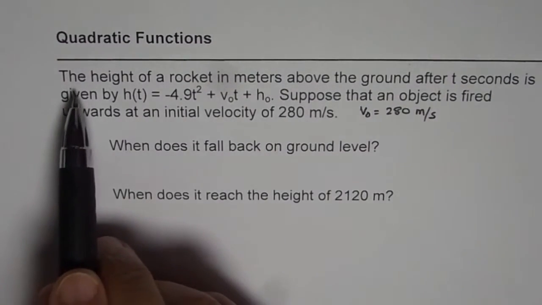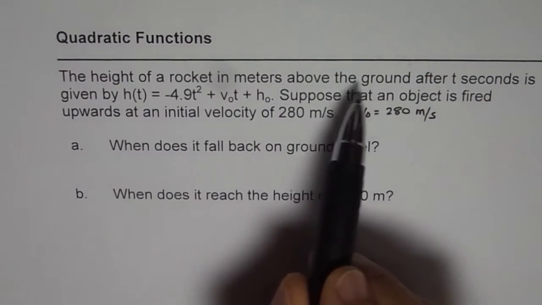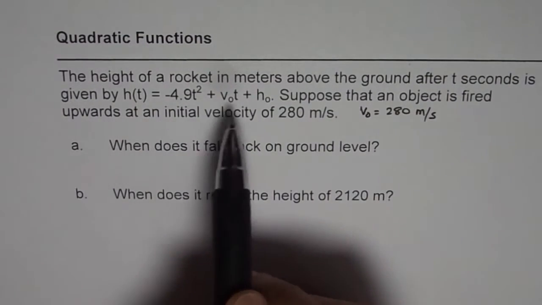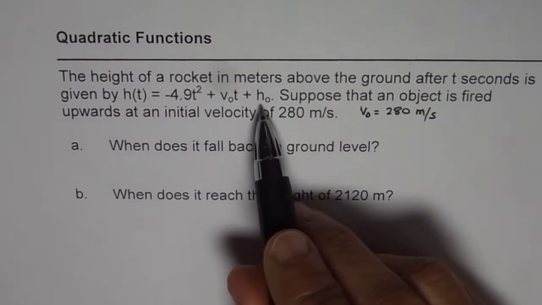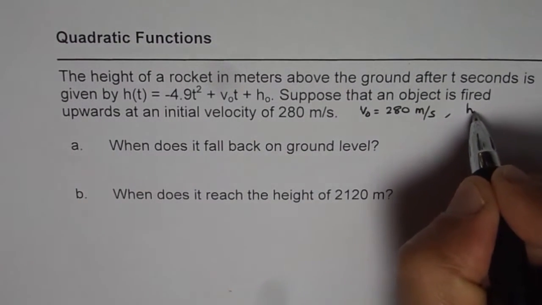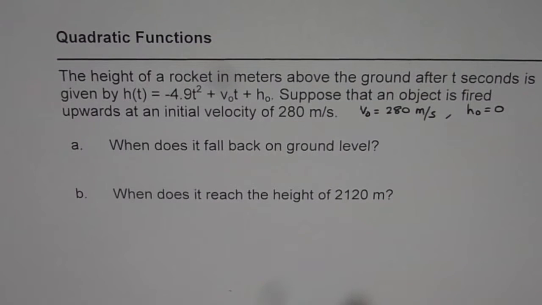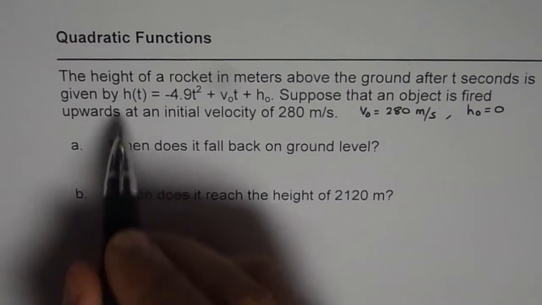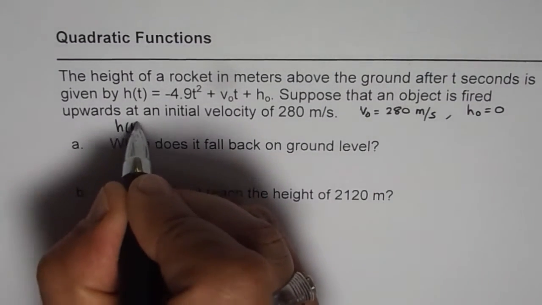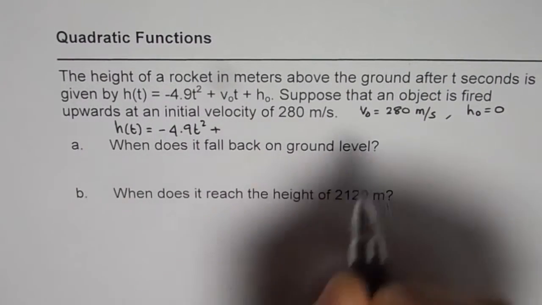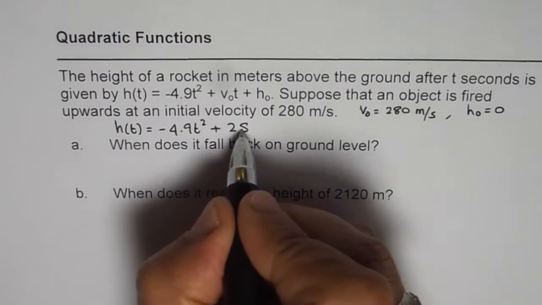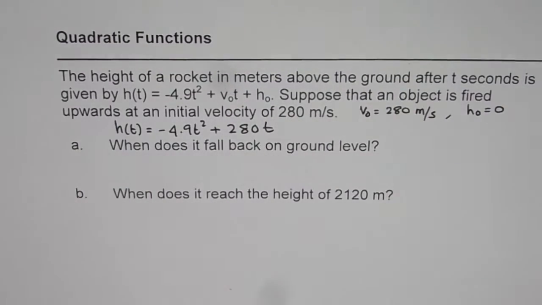The first statement was the height of the rocket in meters above the ground after t seconds. But we are not given where it is fired from. So we will assume that it has been fired from the ground itself, and our assumption is that h0 will be 0. Keeping that in view, we can write the formula as h(t) = -4.9t² + 280t.